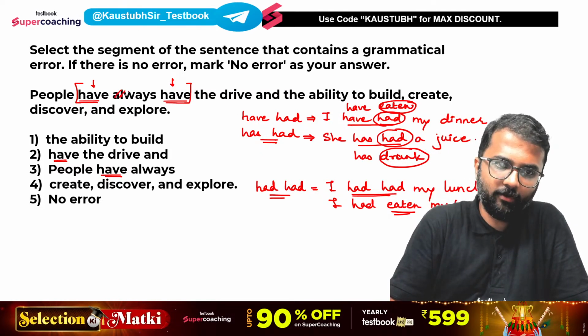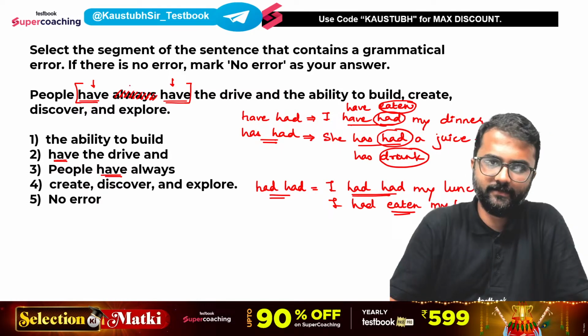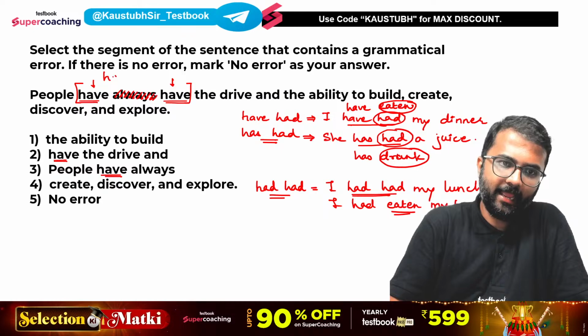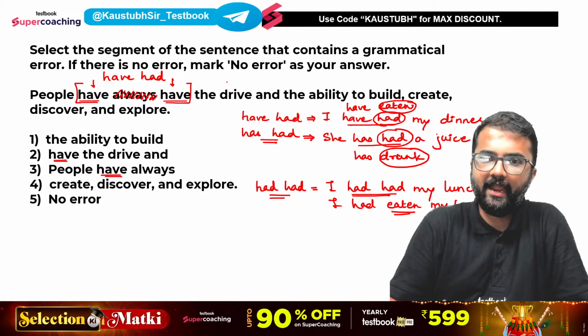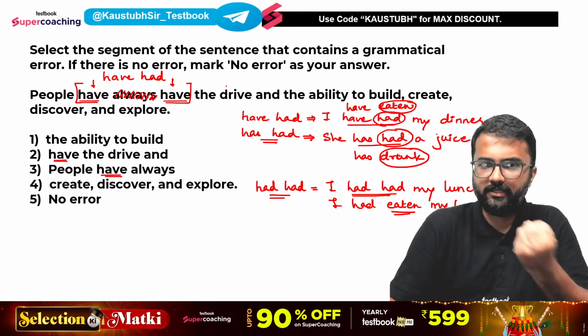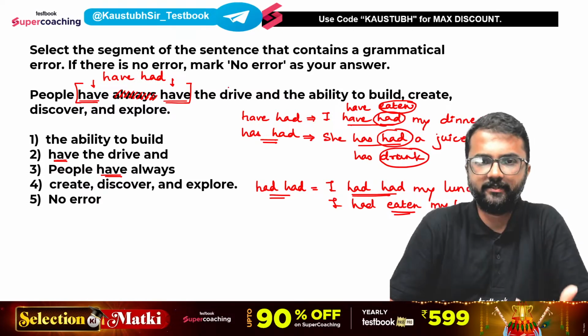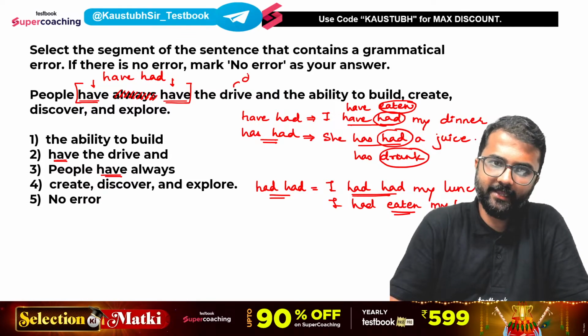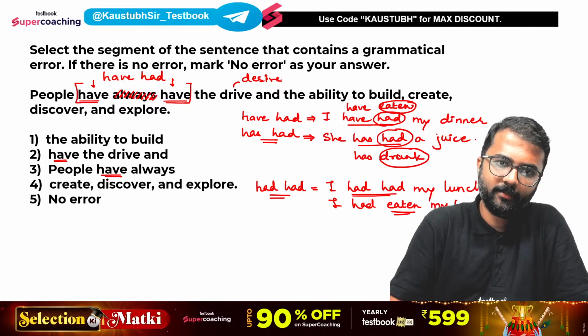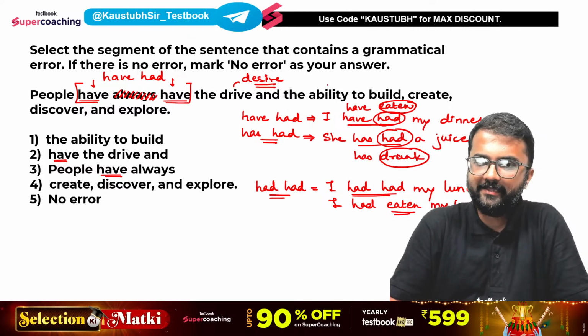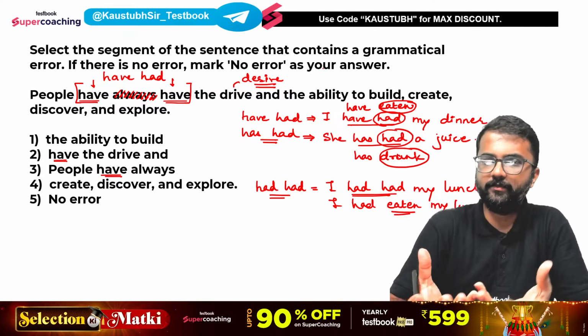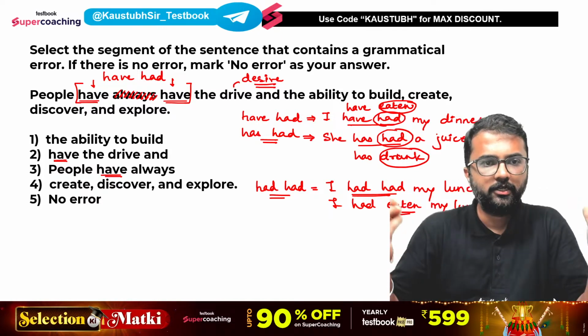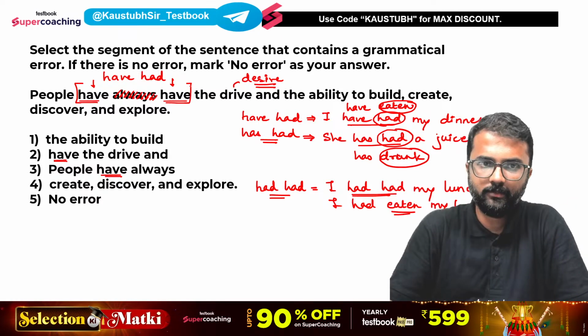Always को ignore करिए. Always is just an adverb, so you can eliminate this. It is not a part of our main sentence. People have had the drive and the ability. Drive means इच्छा शक्ति, the potential, the desire, है ना? Drive का मतलब यहाँ पर है desire. It is used as a noun. And the ability to do what? To build something new, to create something new, to discover and to explore the world.